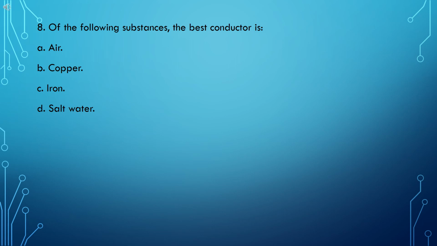Question number 8. Of the following substances, the best conductor is: letter A, air; letter B, copper; letter C, iron; letter D, salt water. The answer is letter B, copper.